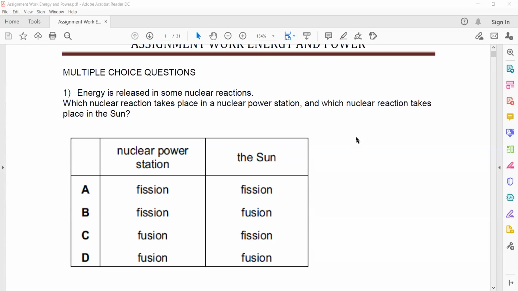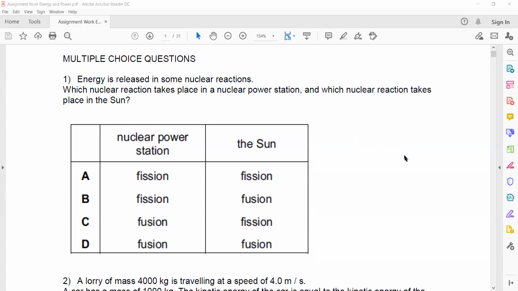The topic which we discussed today: energy is released in some nuclear reactions. Some nuclear reactions take place in a nuclear power station, and some of them take place in the sun. Which one is in a nuclear power station and which one occurs on the surface of the sun?